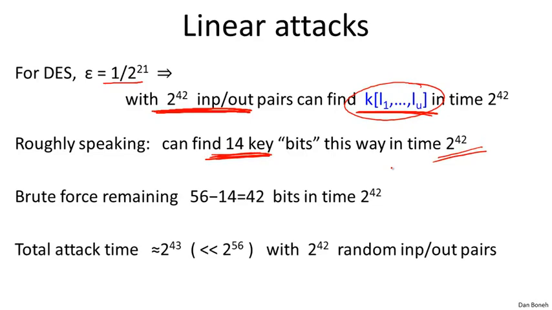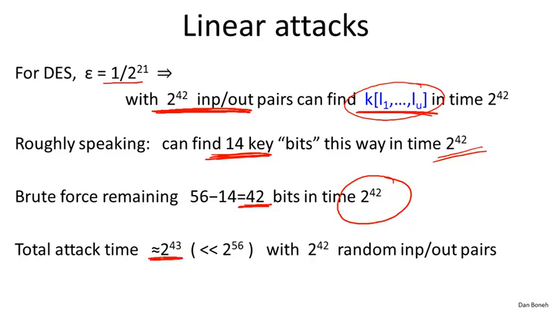Well, the rest of it is easy. Now you're going to do exhaustive search on the remaining bits. How many remaining bits are there? There are 42 remaining bits, so the exhaustive search would take you time 2 to the 42. So what's the total attack time? The first step of the algorithm to determine the 14 bits took 2 to the 42 time, and the remaining brute force search also took 2 to the 42 time. So overall, the attack took 2 to the 43 time.